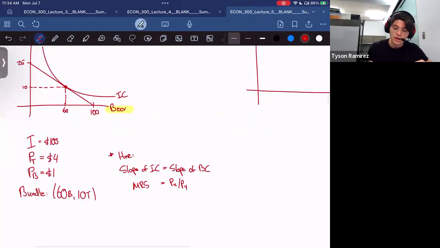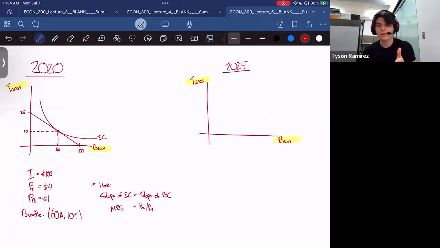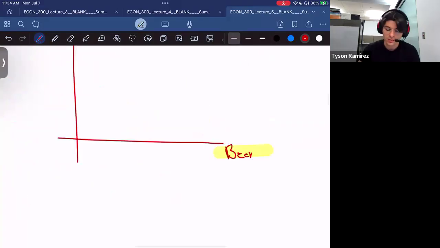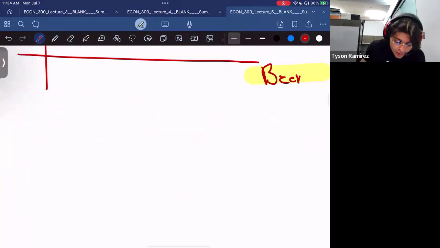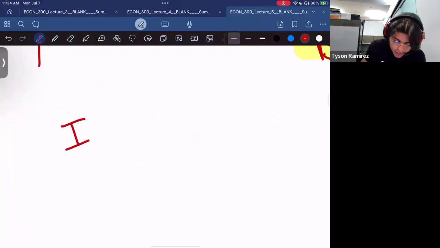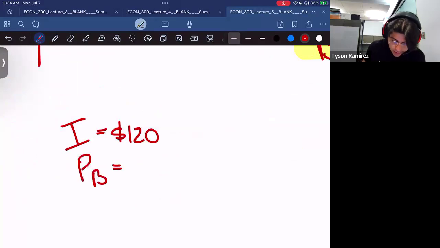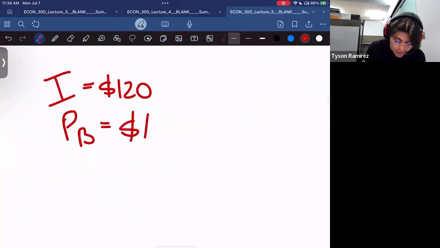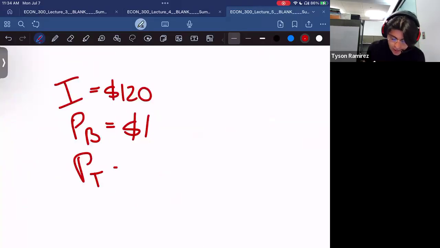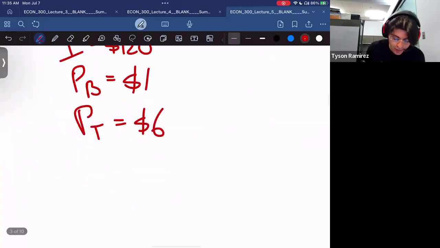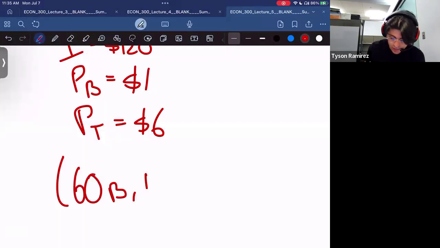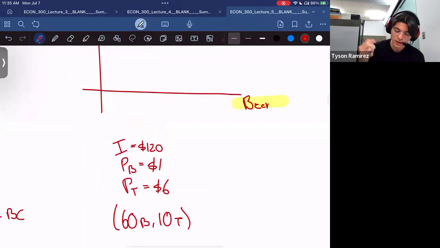All right. Now, in 2025, the price of beers stays the same. His income increases to 120. The price of beers stays the same at $1 a piece. But now the price of tacos is $6 each. And then suppose he still stays with this bundle with 60 beers and 10 tacos. So what does this look like here?